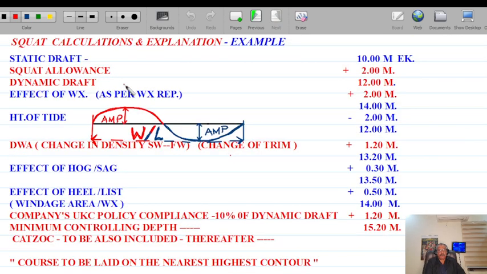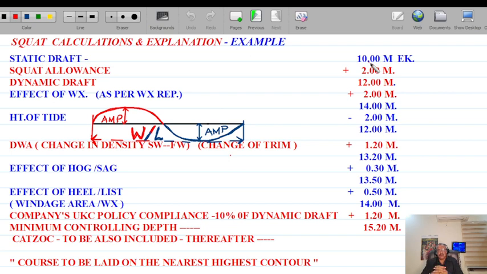Now we come to the final slide. I've taken an example for squat calculation and explanation. Let's say the static draft of the vessel, when you are at the berth, is 10 meters, and the speed of transit in this case has been decided as 10 knots.